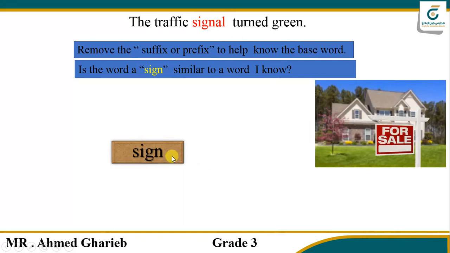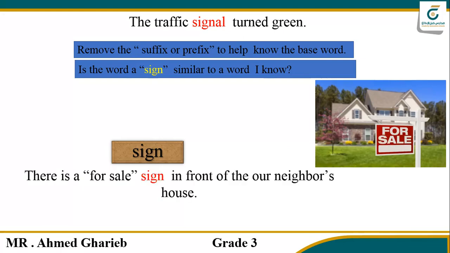sign as a noun means a piece of paper or wood with a picture or words written on it. Why? To give information. Okay, that's the meaning of sign. When you walk on the street, you can find some signs like stop sign, no smoking sign, and so on. For example, there is a for sale sign in front of our neighbor's house. The sign.